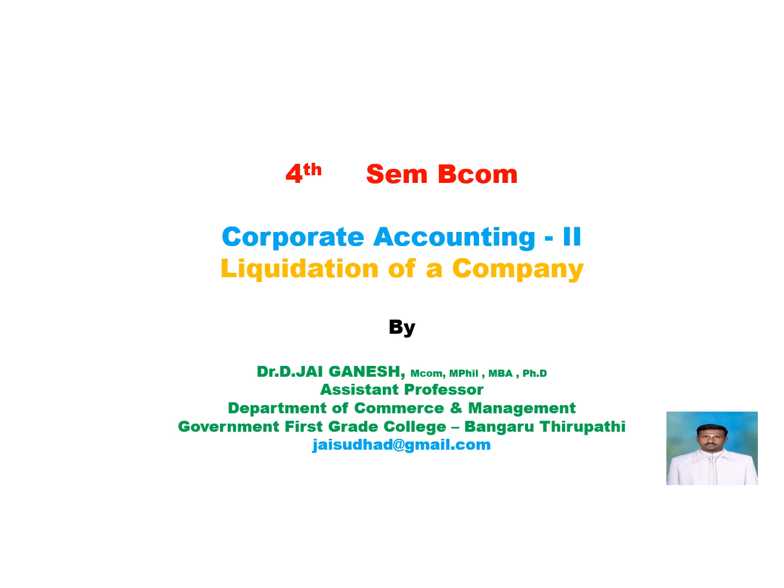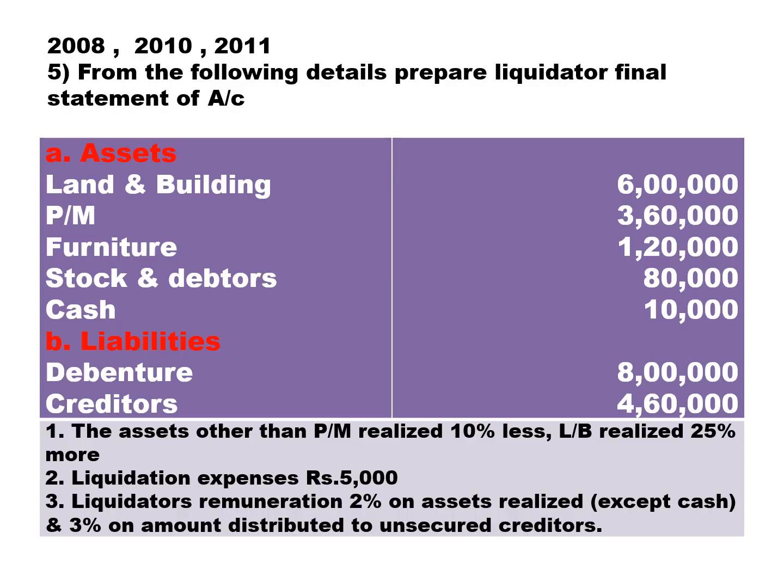Today we are going to solve the fifth problem in the case of liquidation of a company. Here's the question that appears before you. This question has come in the 2008, 2010 and 2011 question papers. From the following details, prepare the liquidator's final statement of accounts. So you need to prepare the liquidator's final settlement of accounts statement. It's not a ledger account, so the question of debit and credit sides will not come.